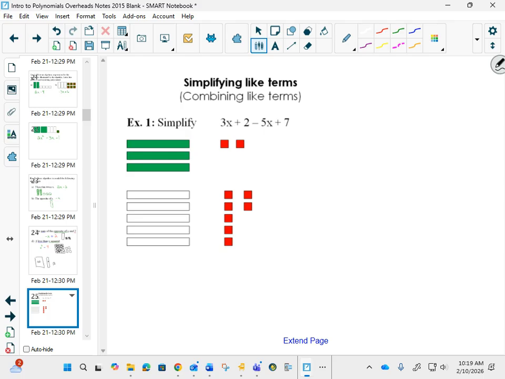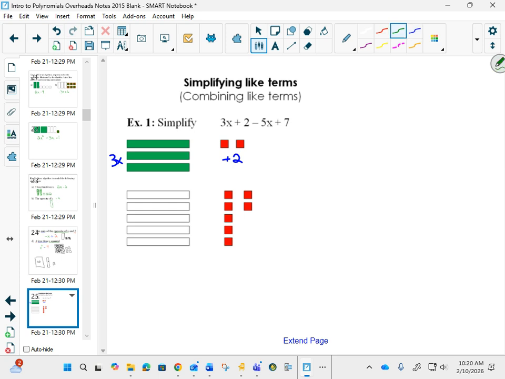x's. Those are the long rectangles, and you can draw them upright or sideways. This time I decided to draw them sideways. So maybe for yourself on your notes, beside here, you write 3x. And then there's a plus 2, so beside these two, I'm going to write my plus 2.